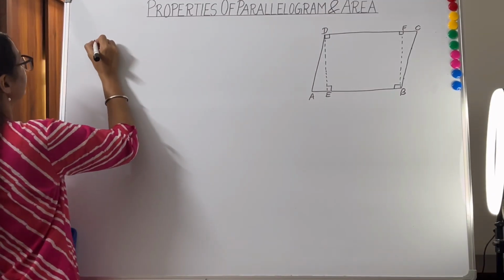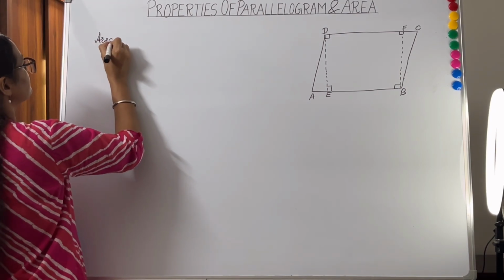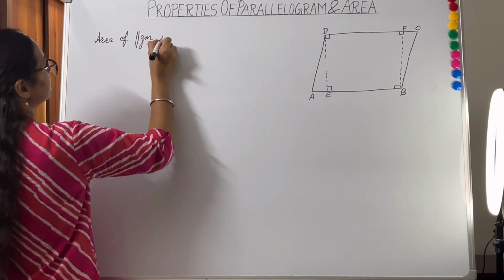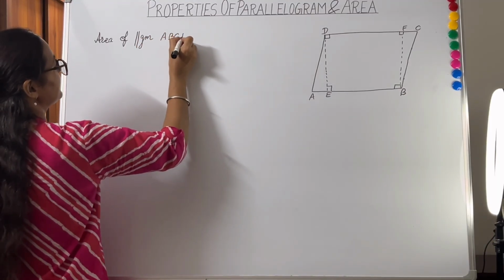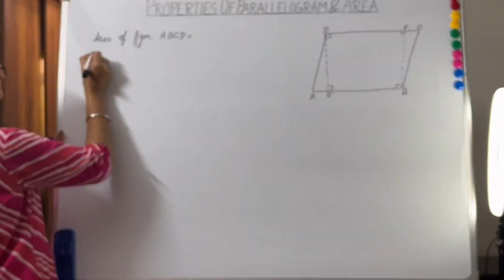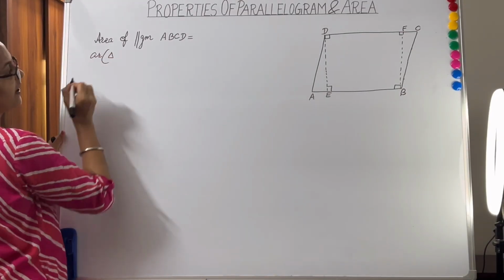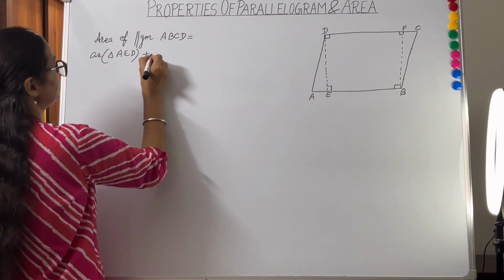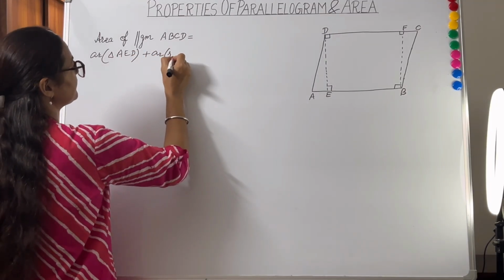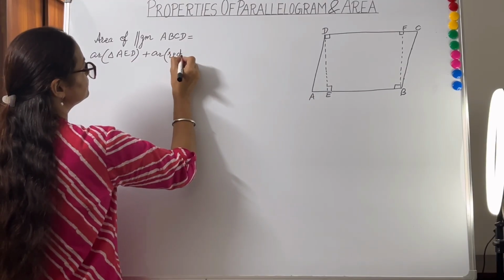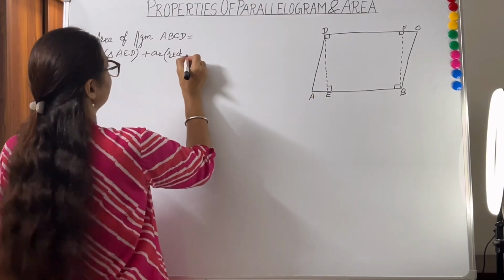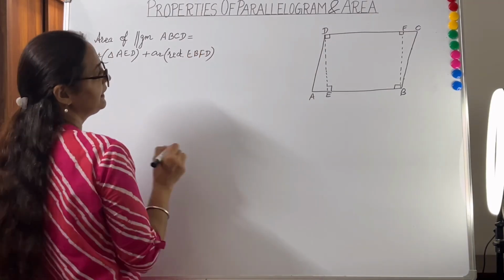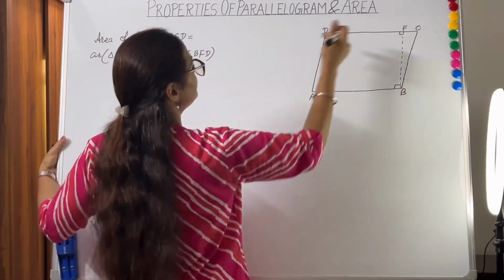So, area of parallelogram ABCD will be equal to area of triangle AED plus area of rectangle EBFD plus area of triangle BCF.